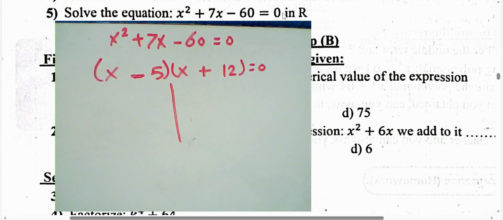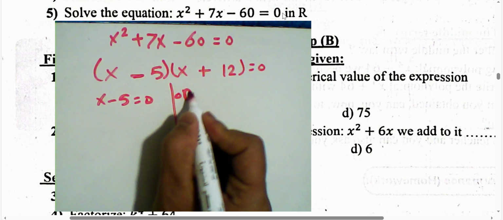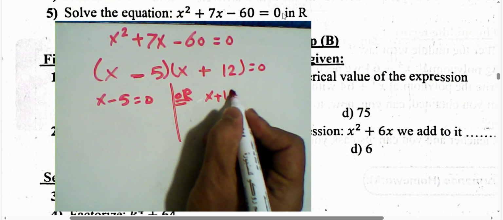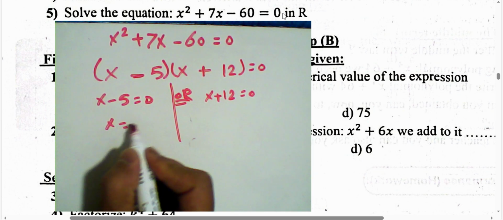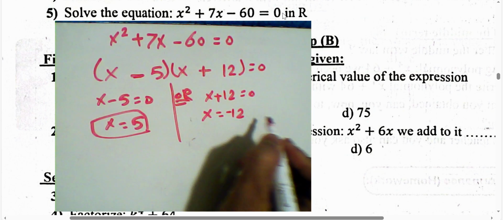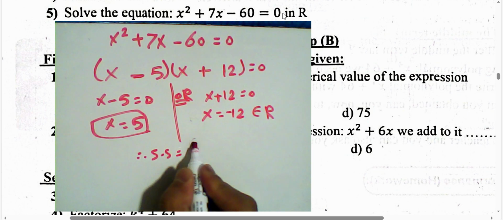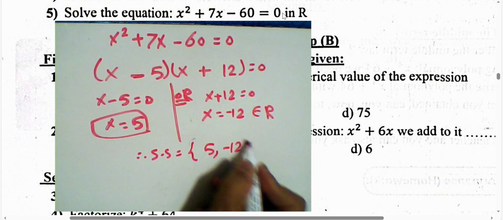We have two solutions. The first: x minus 5 equals 0 or x plus 12 equals 0. So the value of x equals 5 and the value of x equals negative 12. They belong to the real numbers. So the solution set of this equation is 5 and negative 12.